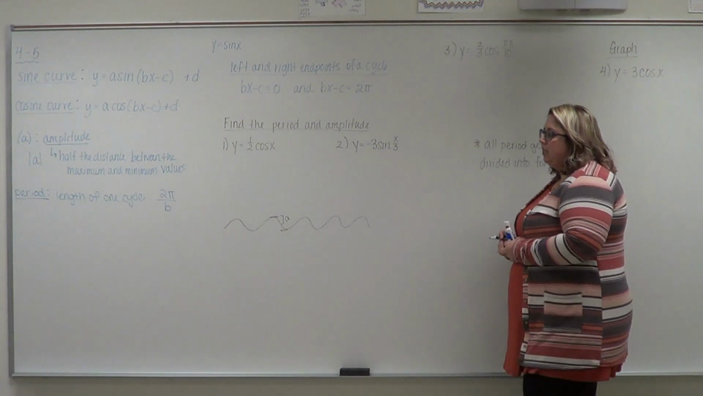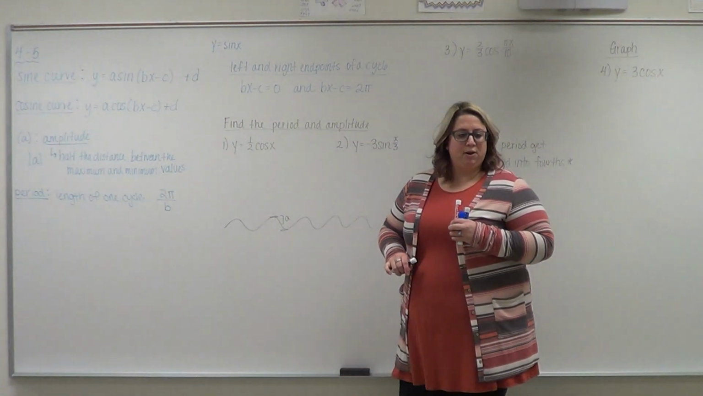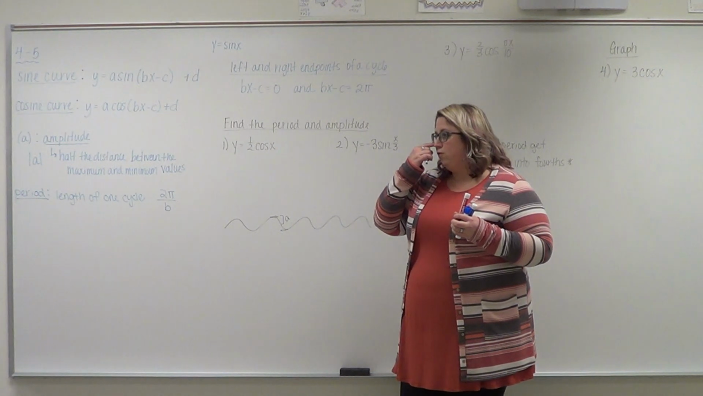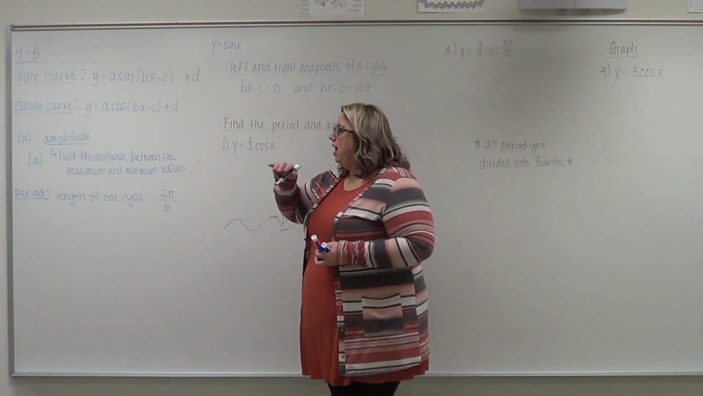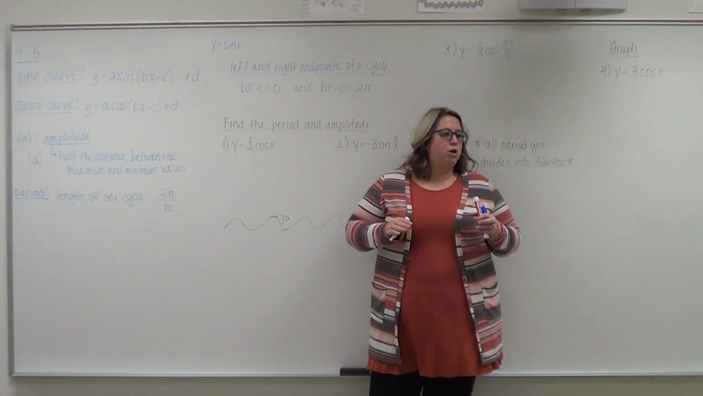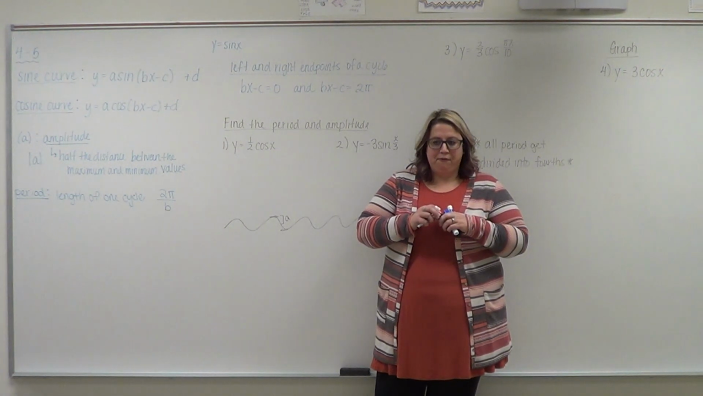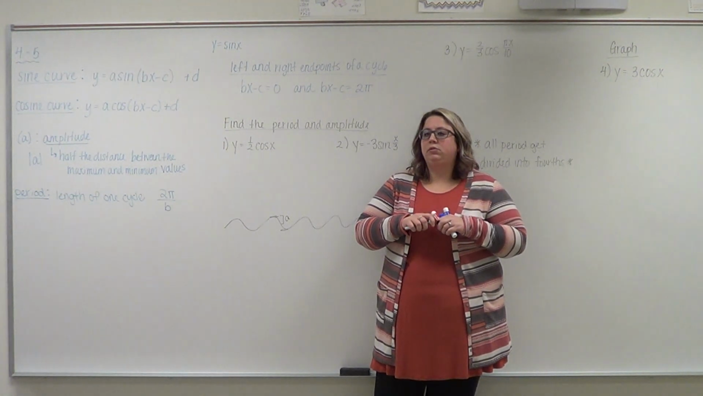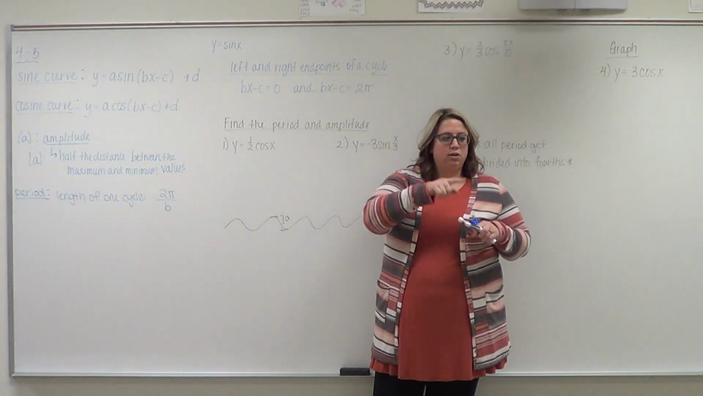Then the period, because this graph goes on forever, we're going to split it up. We're going to talk about the period of a graph. That's the length of one cycle. How you find that is you take 2 pi. A normal cycle for sine and cosine is 2 pi. Why do you think it's 2 pi? Because that's a full circle. So a full circle is 1 cycle.